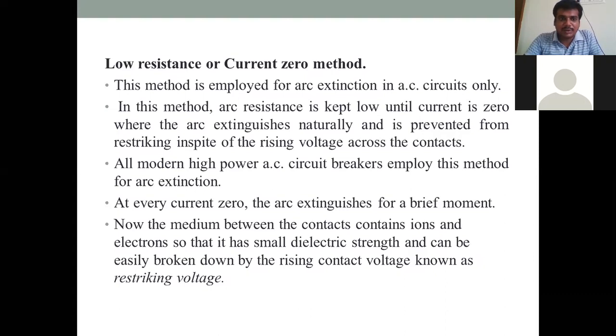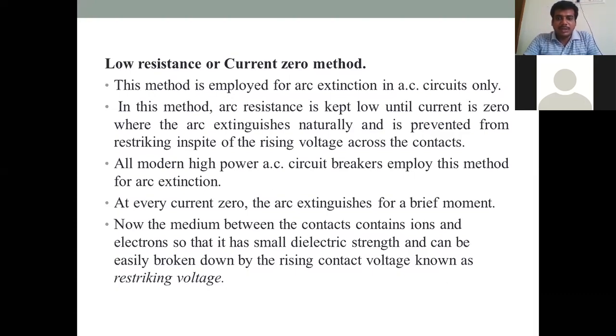It is prevented from restriking in spite of the rising voltage across the contacts. So we can avoid this rising voltage across the contacts. As I told, in AC circuits it is a natural concept. When a positive half cycle comes to zero, then the negative half cycle follows. This is a continuous process. High power AC circuit breakers employ this arc extinction technique. At every current zero, the arc extinguishes for some moment.